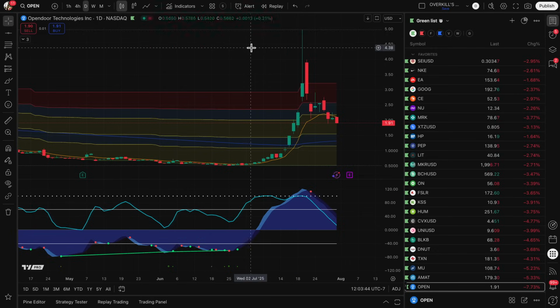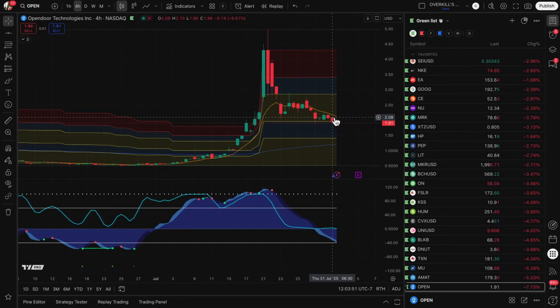Okay, Opendoor. Remember when all the hype was in last week at $5? Where's it at now? Down to 2. So this one's actually setting up. If you guys want to take a position on it, if you believe in it. Again, we don't buy the hype.